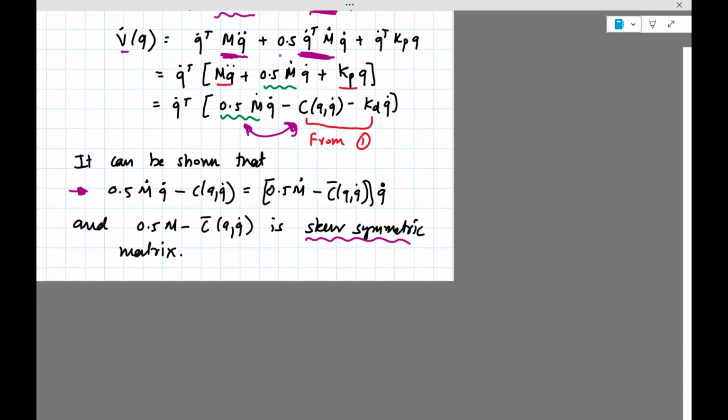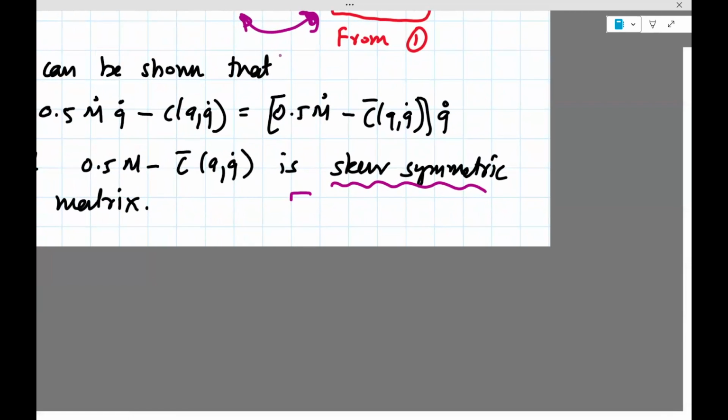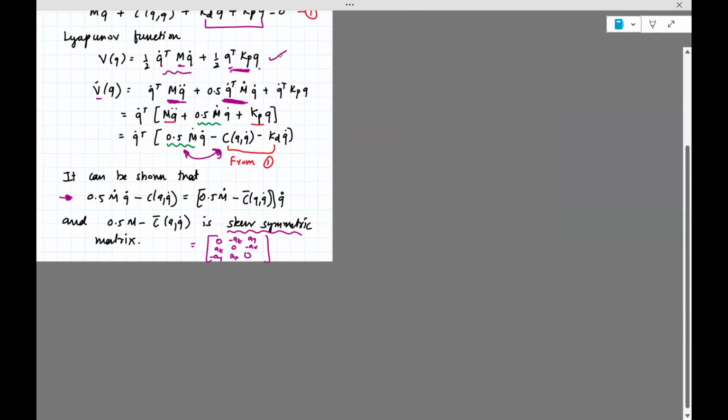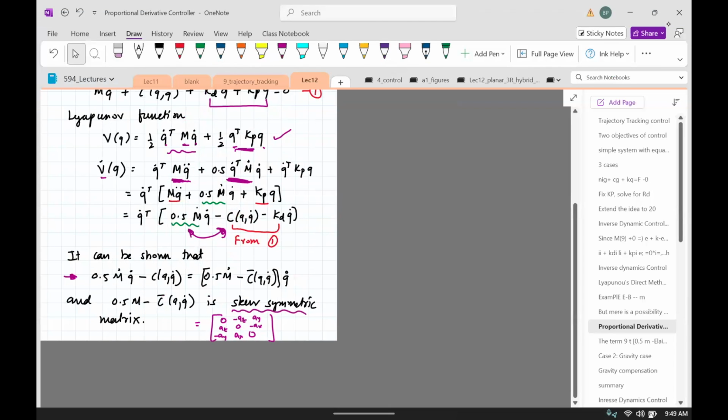Okay, remember, a skew-symmetric matrix has 0, 0, 0 on the diagonal, then minus AZ, AY, AZ, minus AX, minus AY, AX, something like this. This is a skew-symmetric matrix. Now once you show that it is skew-symmetric, it actually drops off from there.